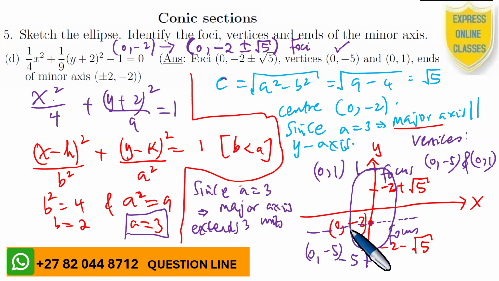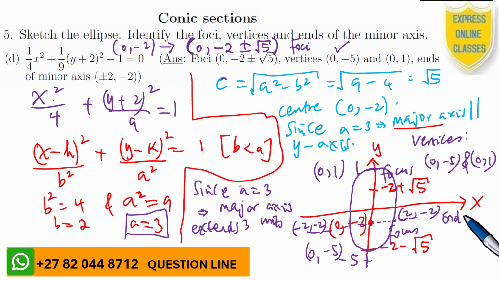Okay, now let us deal with 0, minus 2. And then you just add the b. If you want to go to the right, you add the b, but you add to the x component. So it's going to be 2, minus 2. And then here you subtract from the x component: minus 2, minus 2.